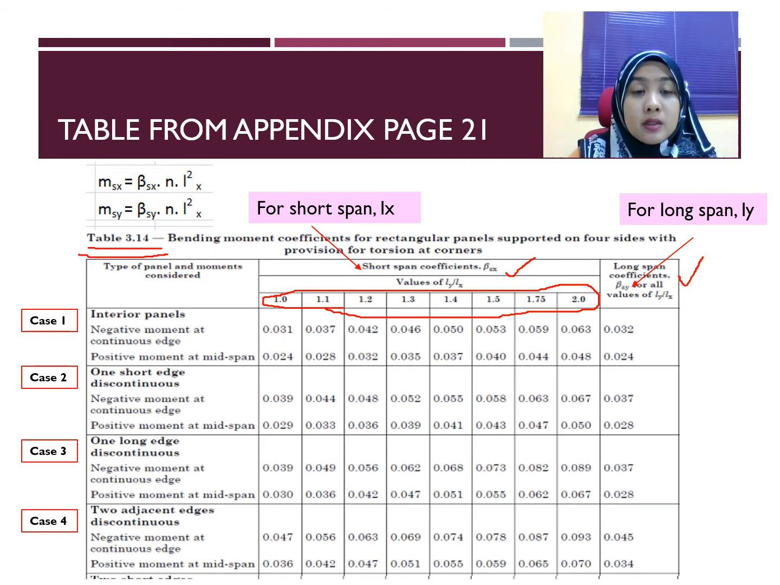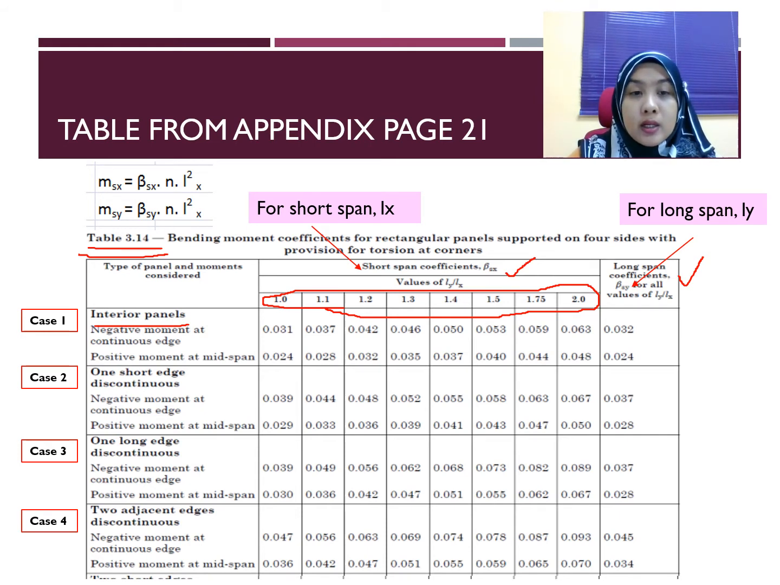Okay, from table 3.15, first you need to identify the location of the slab panel that you are going to design. For example, case number 1 is for an interior panel, so it means all sides are continuous. And then you have one short edge discontinuous, which means one of the Lx edges is discontinuous. So you need to identify which case the slab belongs to, and then we can get our coefficient.